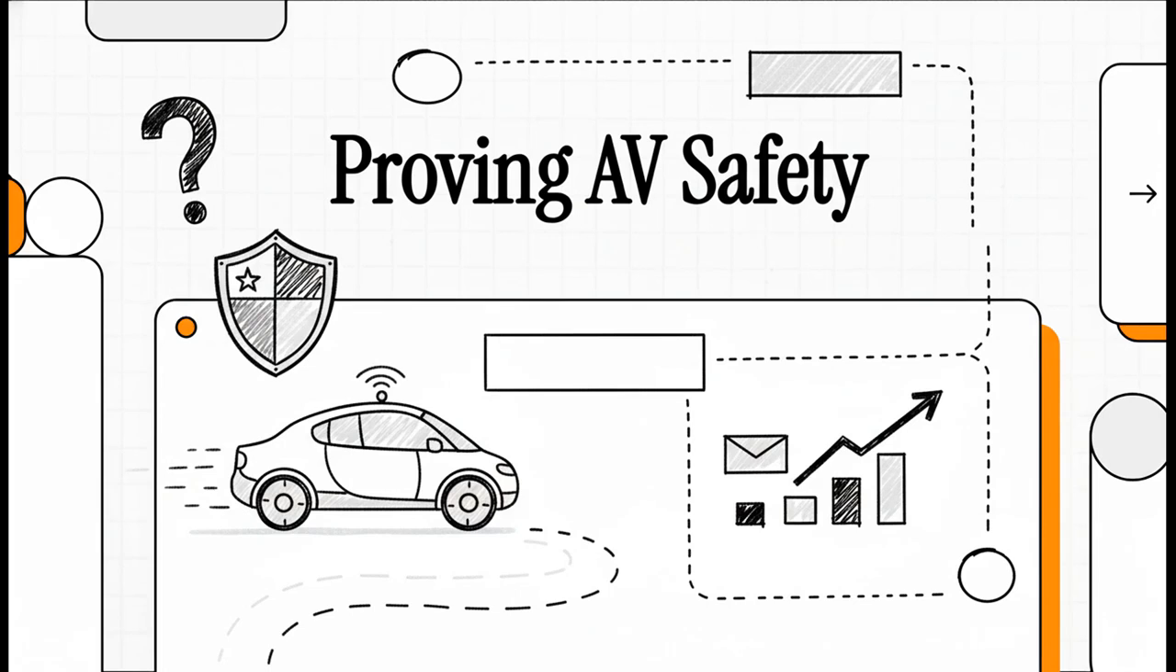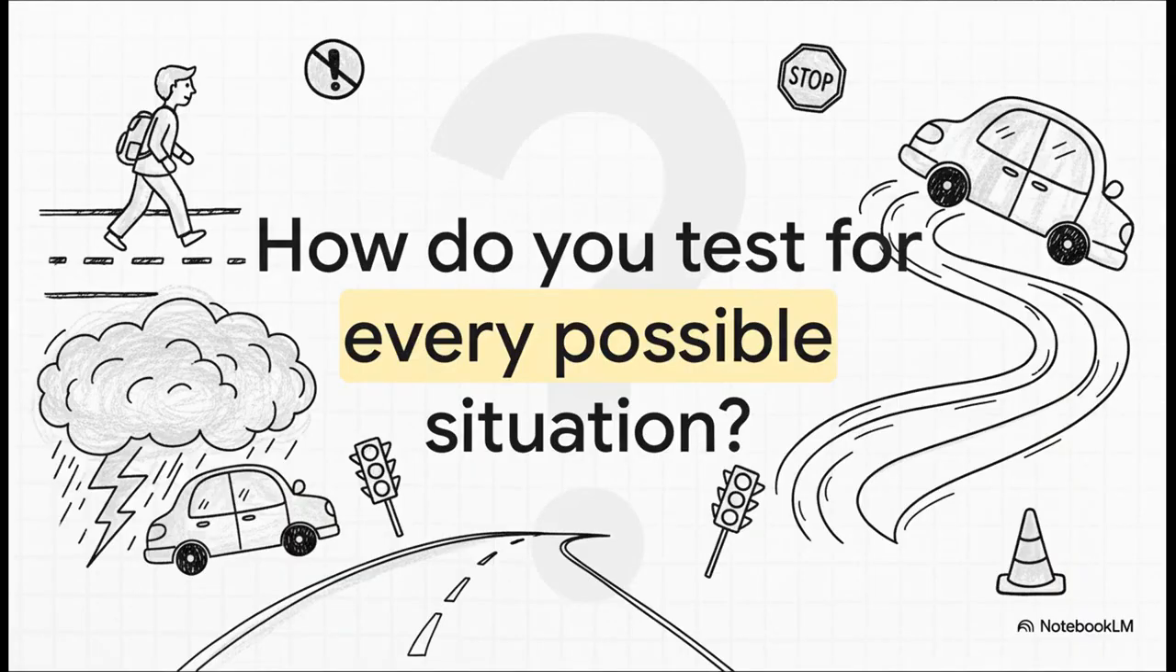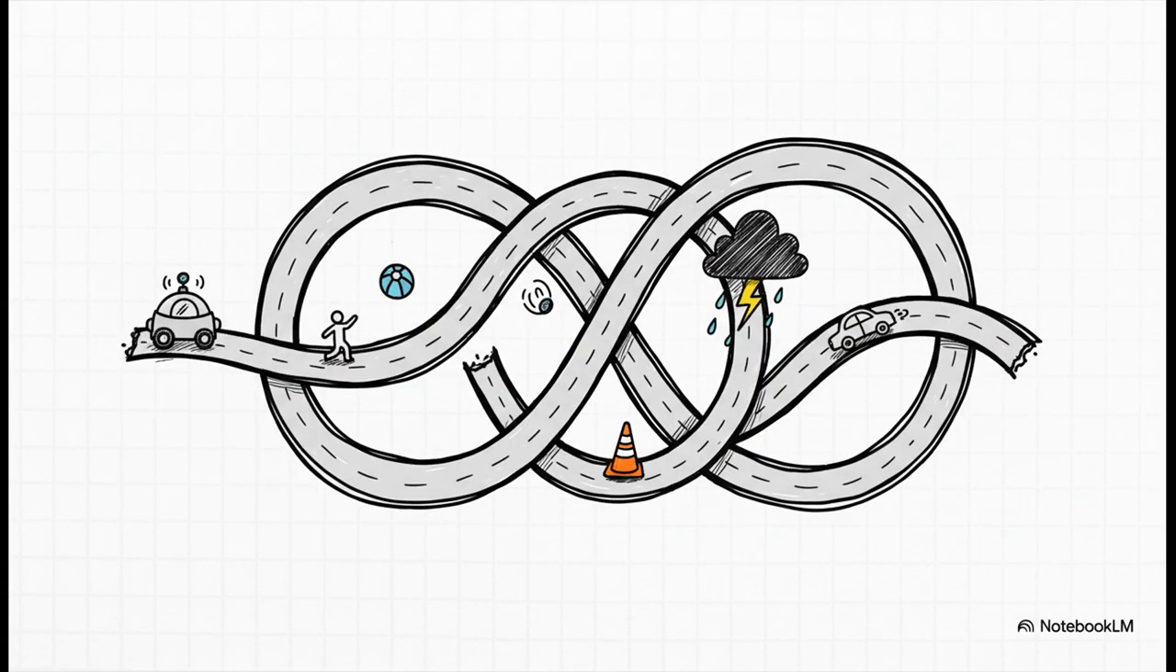Okay, let's tackle a huge question for self-driving cars. How do you actually prove they're safe? I mean, how can you possibly test for every jaywalker, every weird weather event, or just other drivers? The problem? The real world is just messy. It has a nearly infinite number of scenarios.